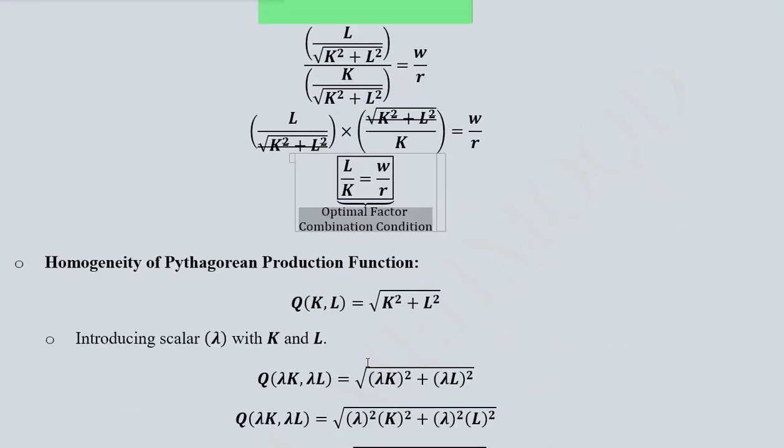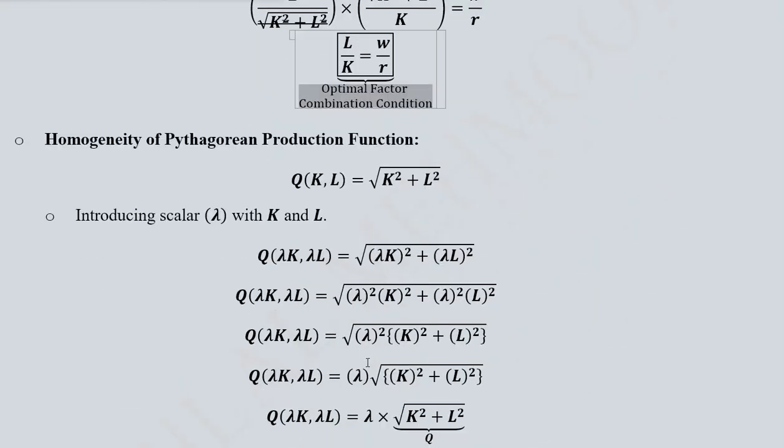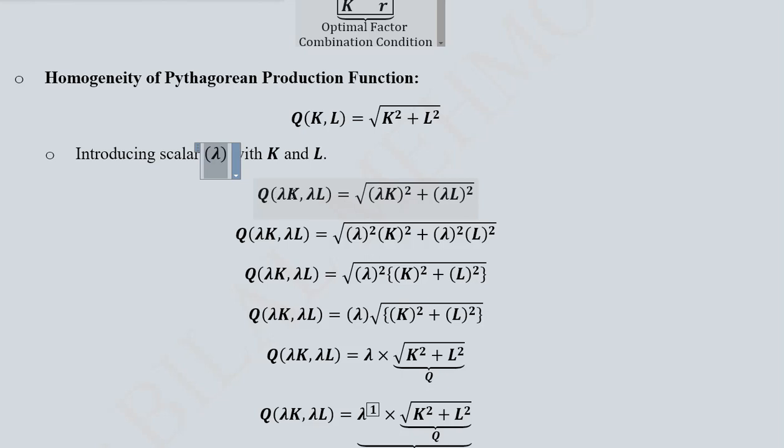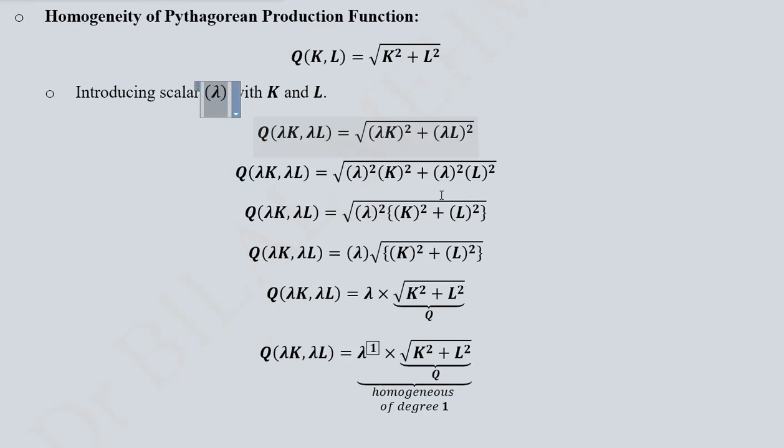Now we can also experiment with this production function by finding out its homogeneity. So here we have written the function one more time, and here we are introducing a scalar, for instance, represented by lambda, wherever we find the two variables, that is capital and labor. So here you can see on the left hand side, both of them are augmented with lambda, and also on the right hand side, they have to be augmented with lambda.